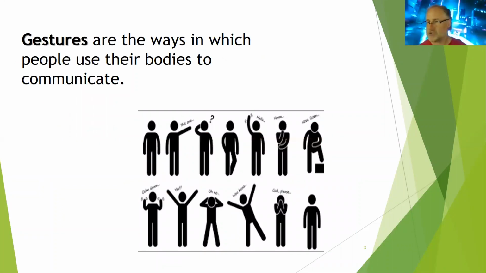So let's start with gestures. Gestures are the ways in which people use their bodies to communicate. People in every culture use gestures, and their meaning may change completely from one culture to another. For example, in the United States, someone standing by the side of the road doing this means to us that they are a hitchhiker and they want a ride.